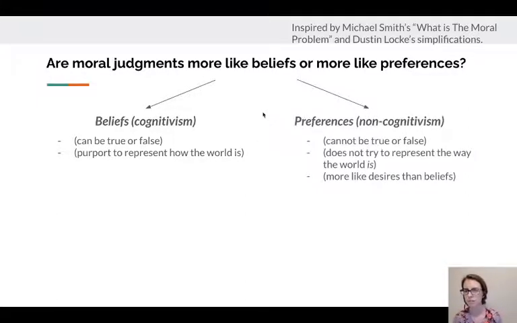On the other hand, if the alternative view, which we're calling non-cognitivism, is true, then when I make the moral judgment that online shaming is not wrong, or that it can be okay to do, then I'm really just expressing my preference. My judgment really can't be true or false. I'm not really trying to represent the way the world is. I'm just expressing my own preference. And so in this sense, my moral judgment is more like a desire than a belief.